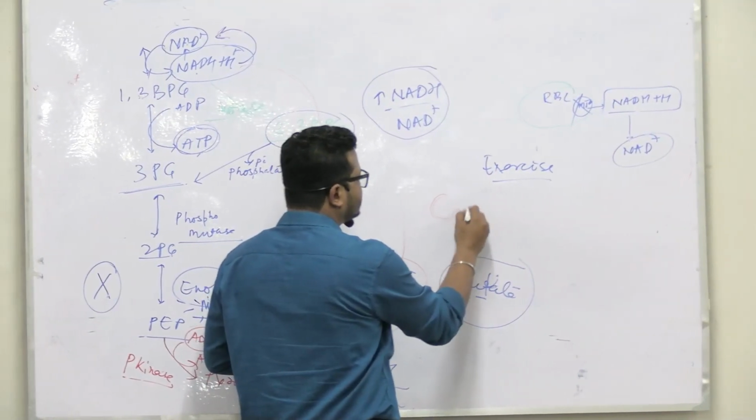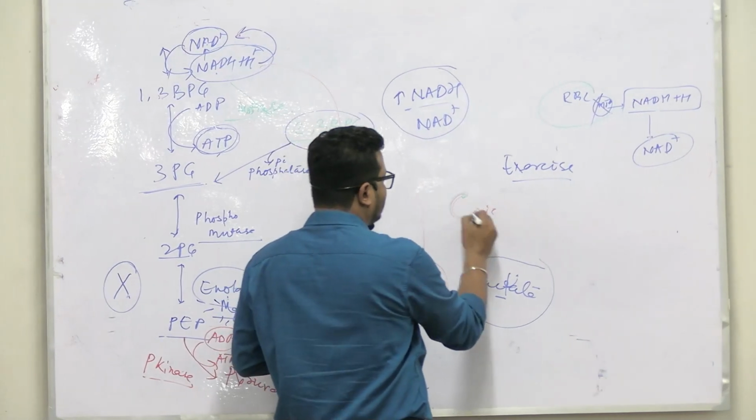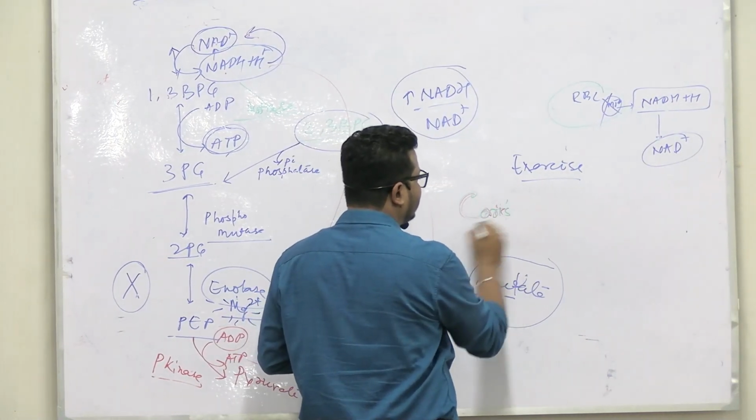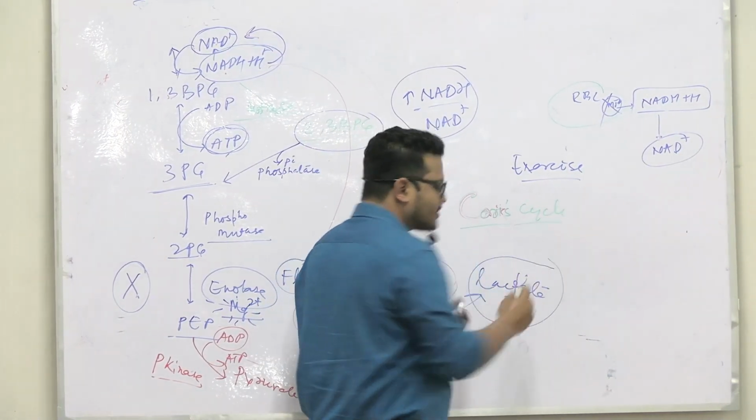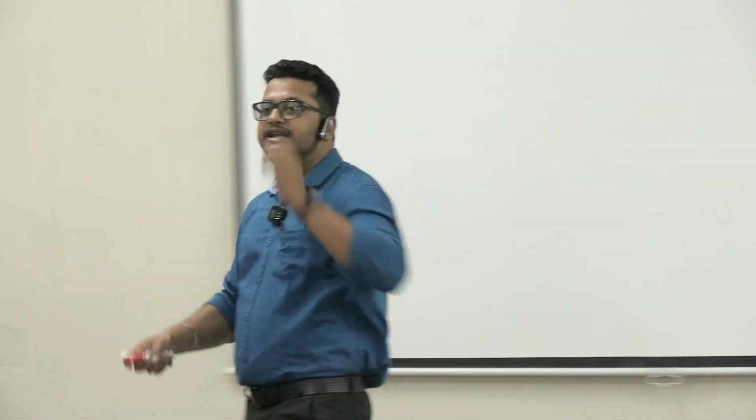This is a very common question in short notes: justify the significance of Cori's cycle. So what is Cori's cycle? Cori's cycle is the complete reutilization of lactate and conversion of it into glucose. It is a cycle that occurs between two different parts of our body.